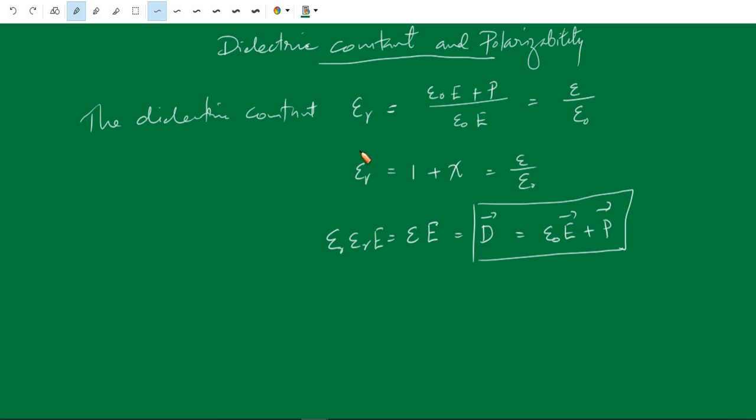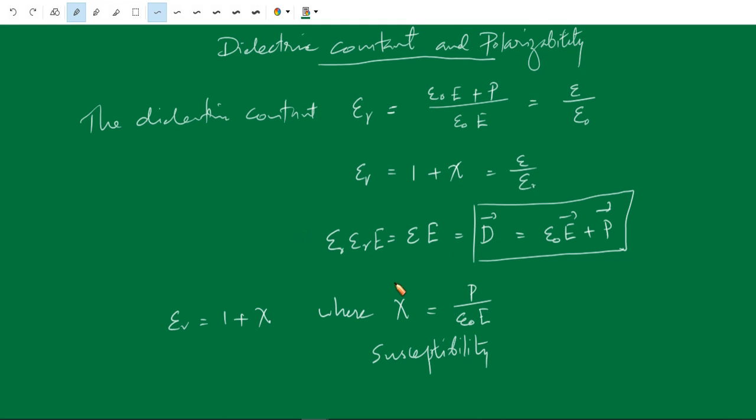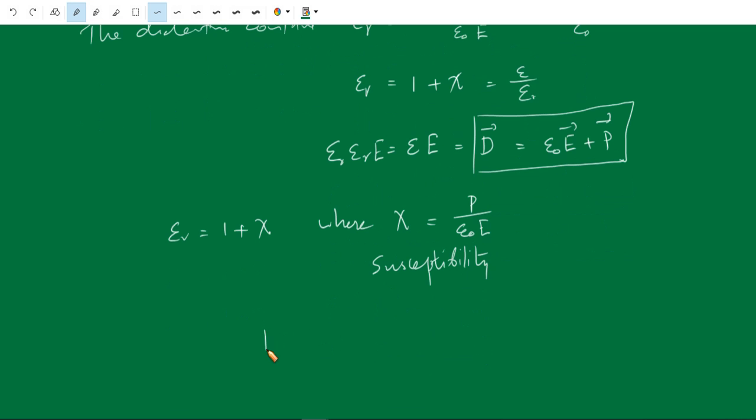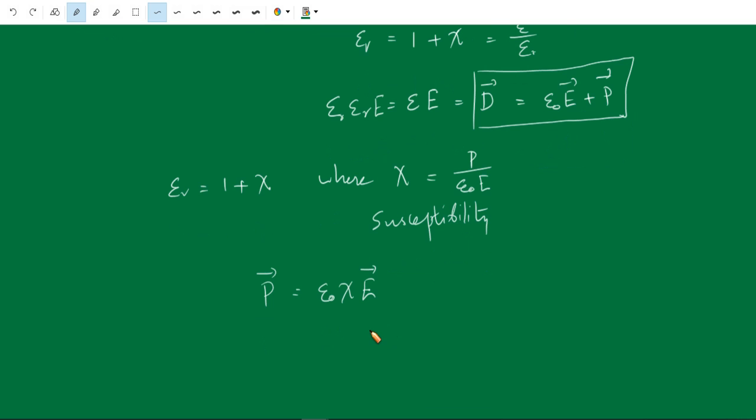Here we have epsilon r is equal to 1 plus chi, where the electric susceptibility chi is equal to P by epsilon 0 E. So for a cubic medium, for cubic material, the polarization vector P is equal to epsilon 0 chi times E, the macroscopic electric field E.